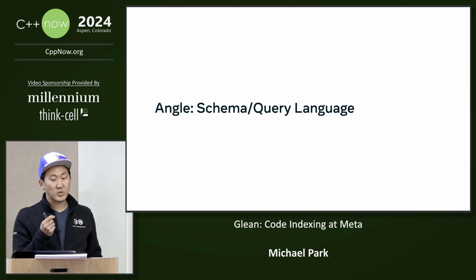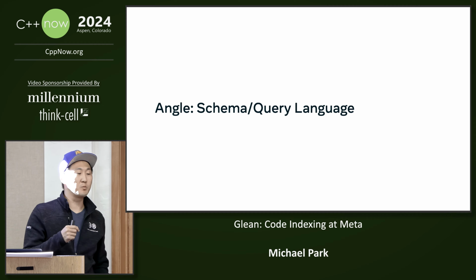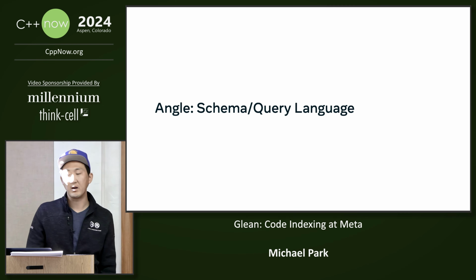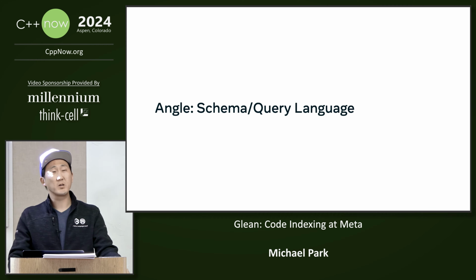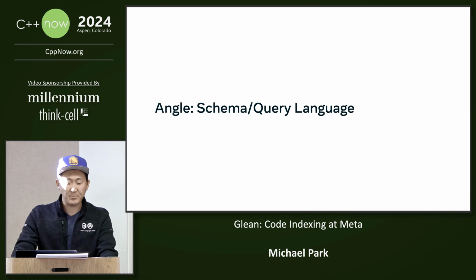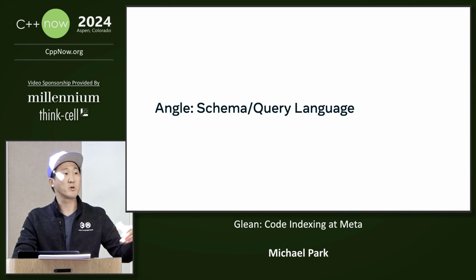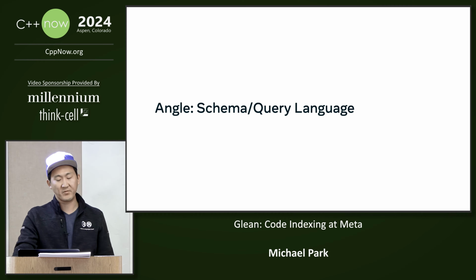Okay, so I'm going to introduce Angle now, and we're going to build a small language. By the end of it, we're going to have something that looks like it should be able to index some very simple C++. I'm not going to show you the full C++ schema because that would be too much to deal with, and I want to build this up because none of you would have seen this before just now.